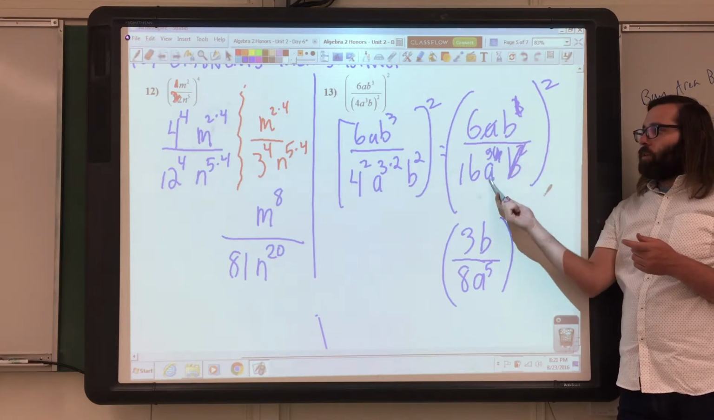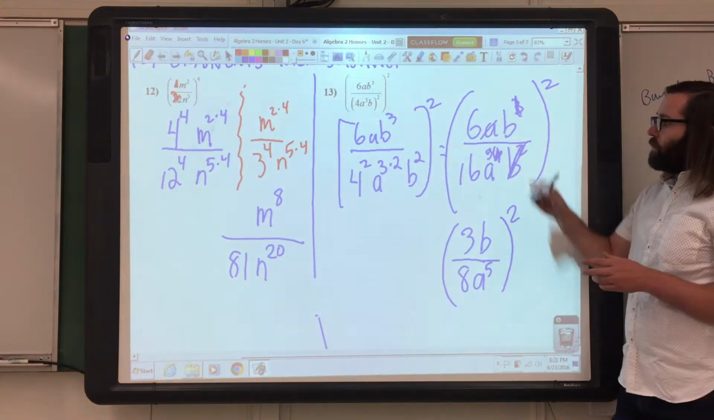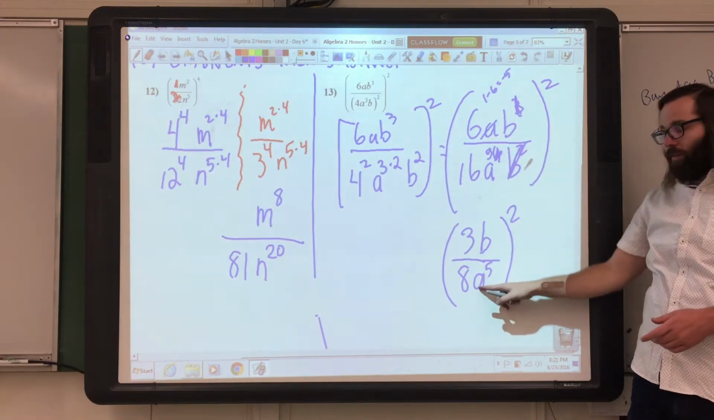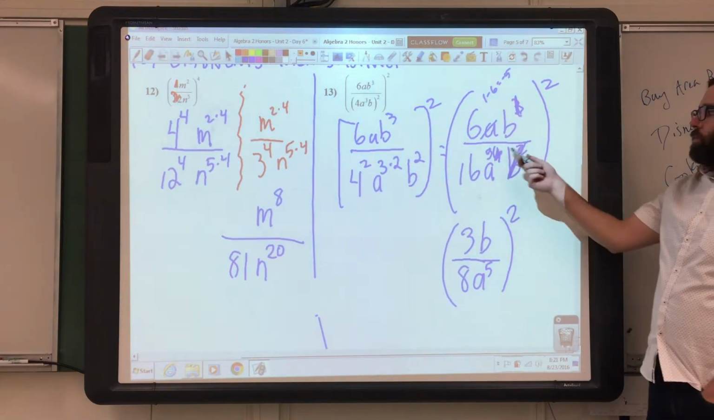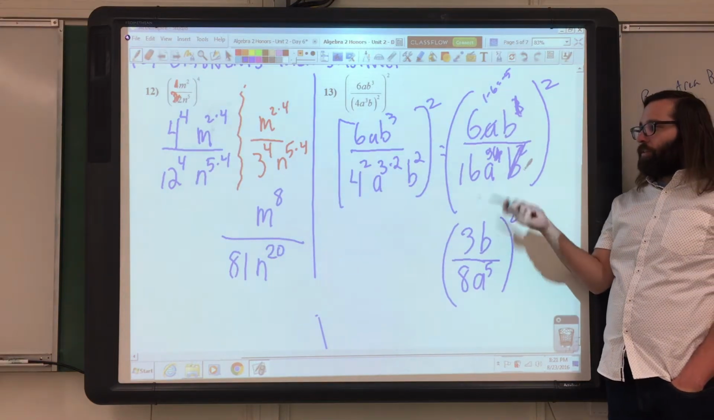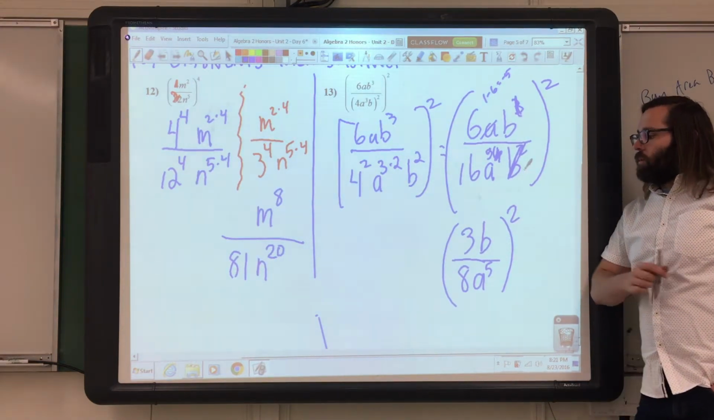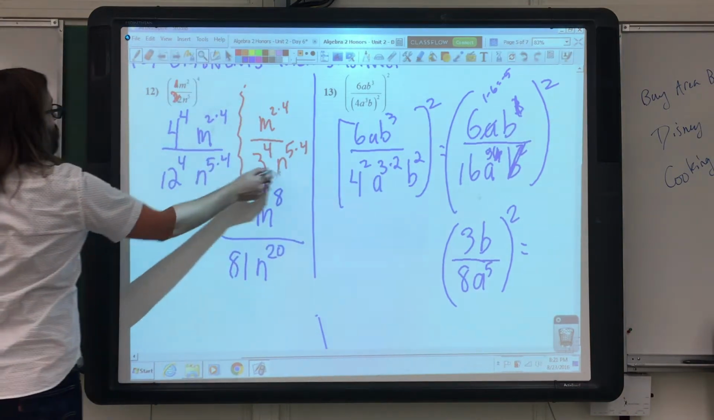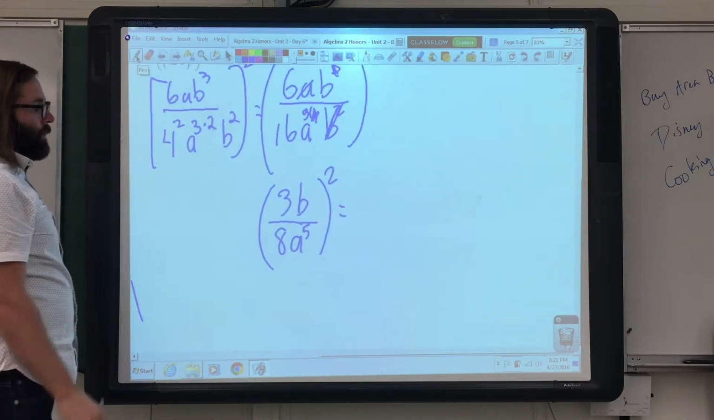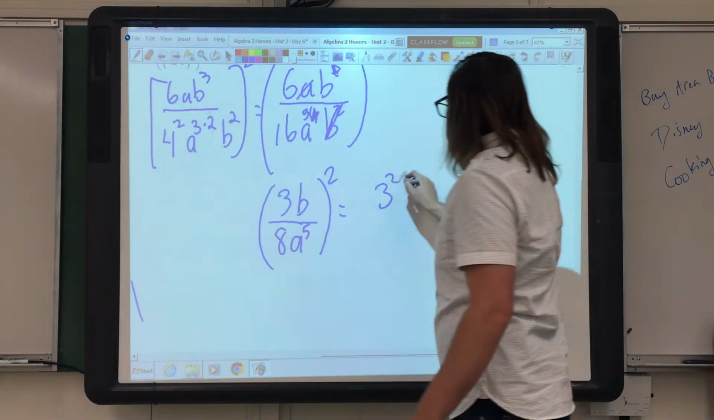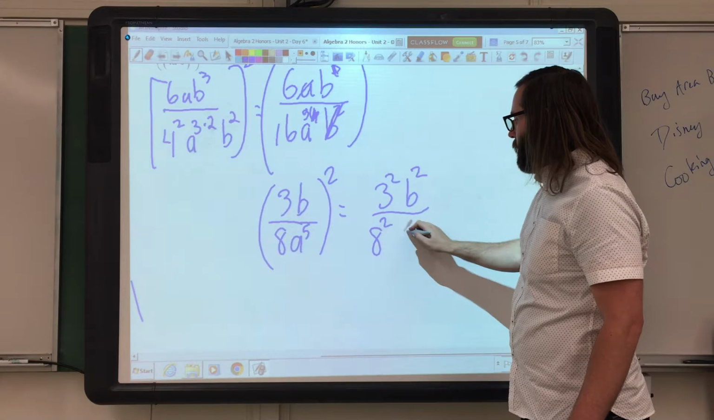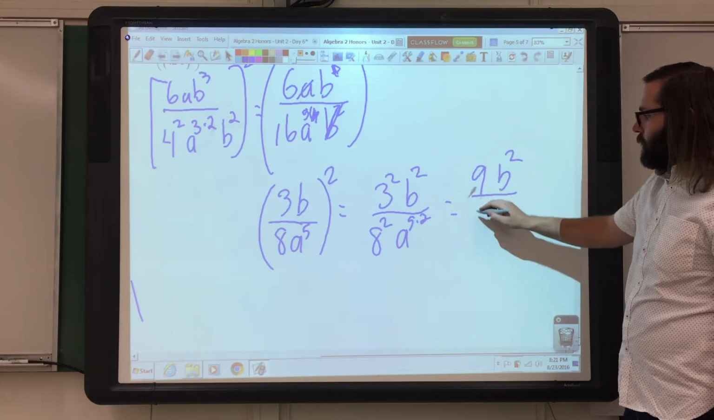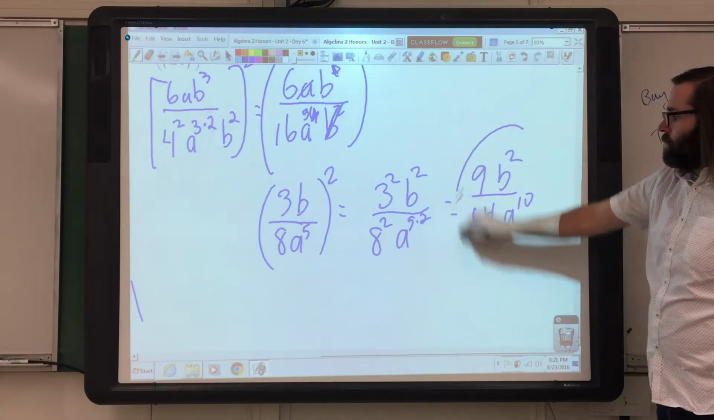All I did here is cancel out our exponents using either 1 minus 6, which gives you a to the negative 5, or it's to the 5th down below. Or just knowing you just cancel them out for every one you get. So let's square this. We get 3 squared, b squared, over 8 squared, a to the 5 times 2. So it's really just 9 b squared over 64 a to the 10th.